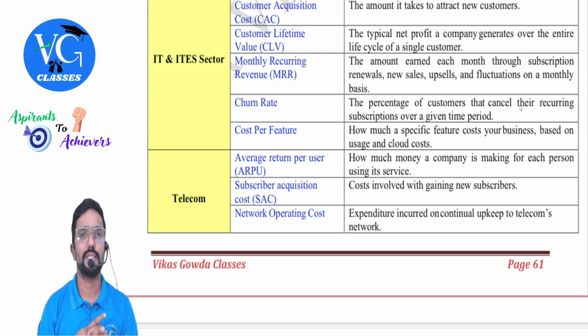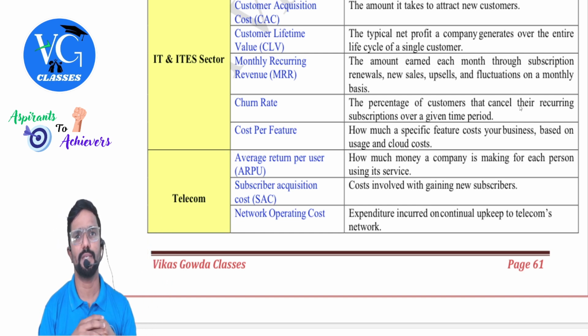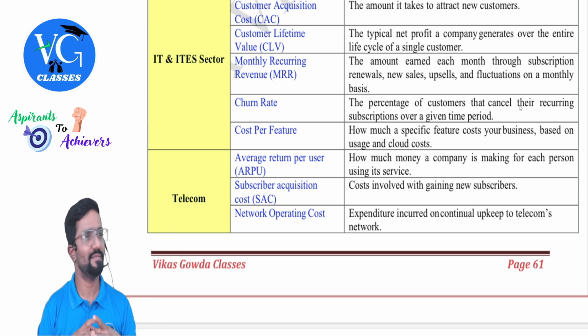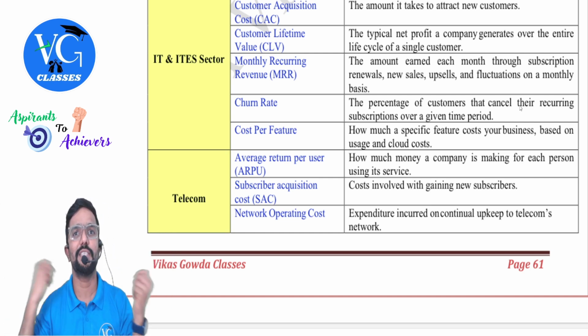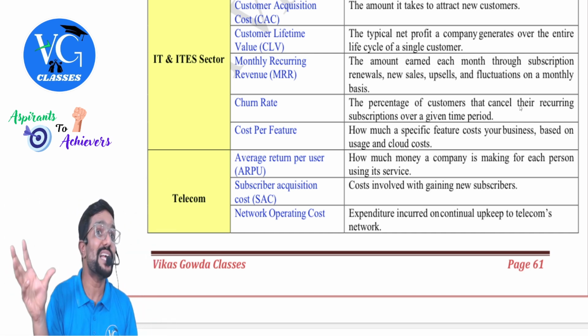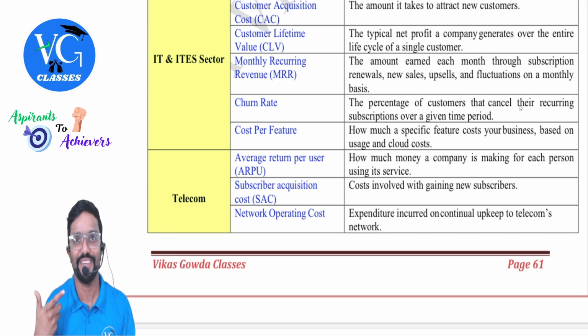Subscriber acquisition cost. This is the cost incurred by a telecommunication company to acquire one subscriber, that is, new customers. That is what Jio did. They gave a lot of things free, almost everything. Why? To acquire customers from other telecommunication companies. Many of the telecommunication companies shut down. And whatever loss they incurred initially was, for them, customer acquisition cost.